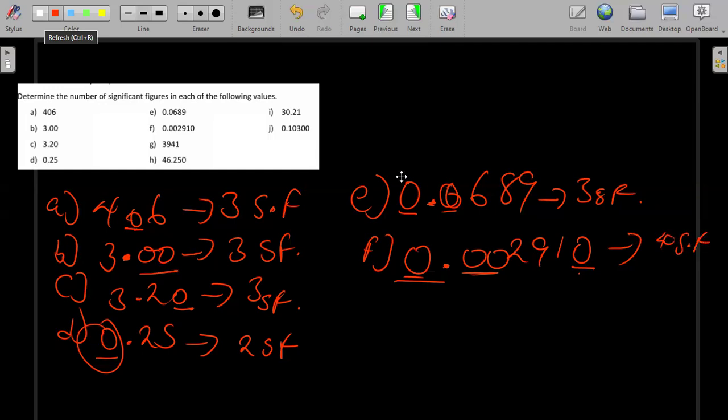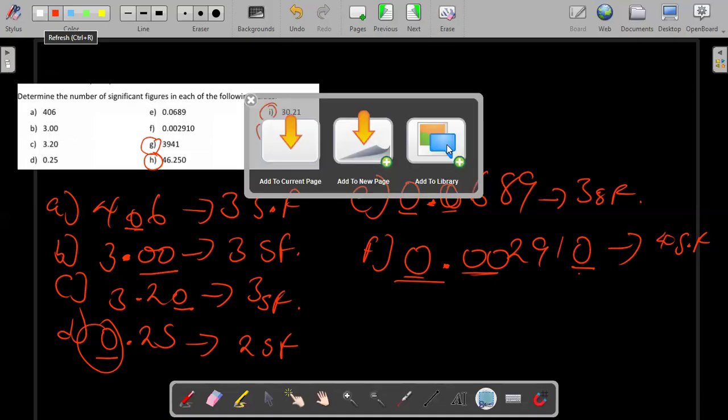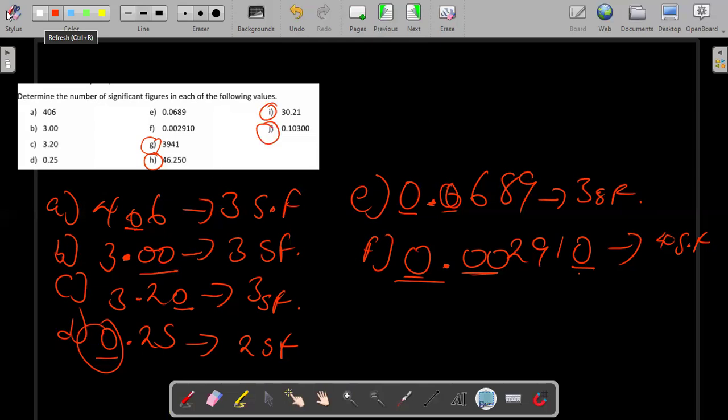So I'll give you these other 4 to do as an assignment. This one, that one, this one, and this one. You can take a screenshot, then you can inbox me your answers. So try to find that one, then inbox me your answer. So let's move on.